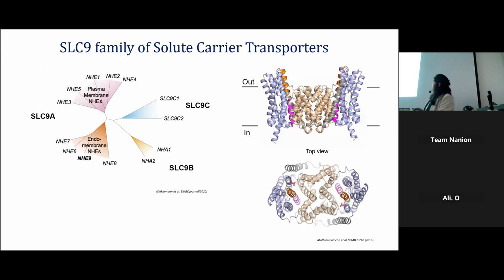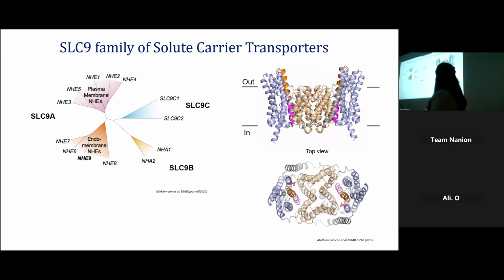In mammals, there are 13 sodium proton exchangers found. They are classified into SLC9A, SLC9B, and SLC9C, where SLC9A is subdivided into two families. The ones from NHE1 to NHE5 are plasma membrane localized. Then NHE6 to NHE9 are endomembrane localized. The SLC9B family is very similar to the prokaryotic exchangers. And SLC9C is a sperm-specific sodium proton exchanger, which has an extra voltage sensing domain.